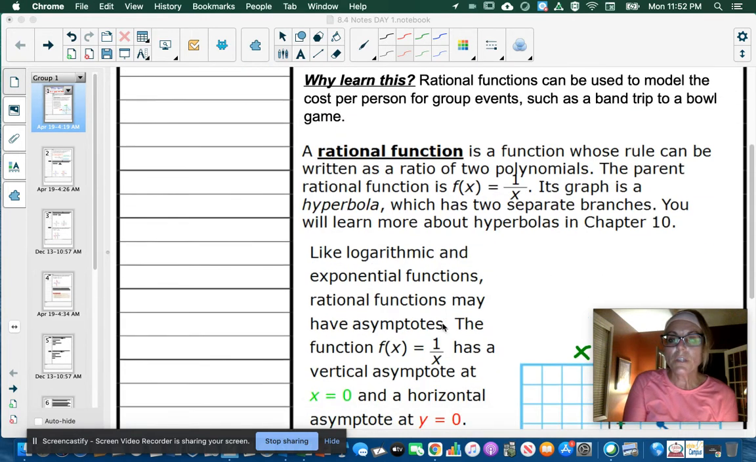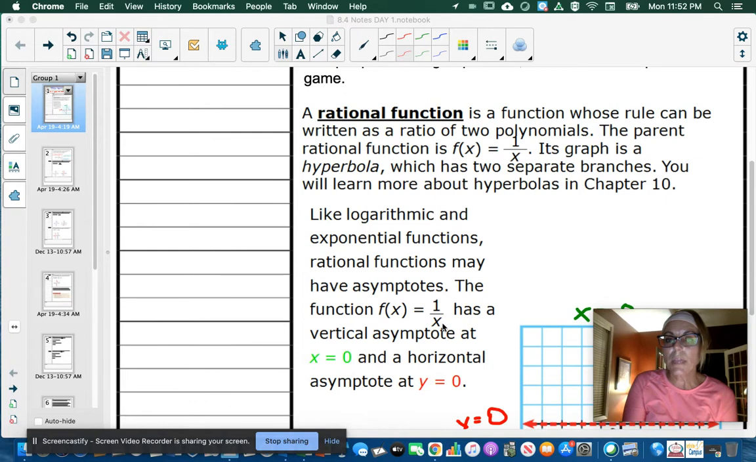A rational function is a function whose rule can be written as a ratio of two polynomials. The parent rational function is f of x equals 1 over x. Its graph is a hyperbola, which has two separate branches.